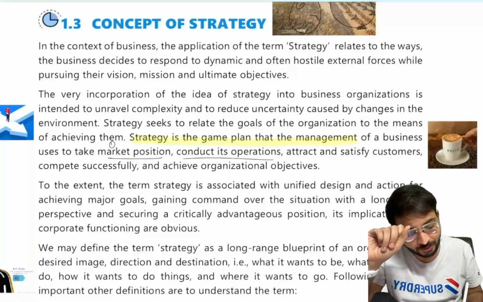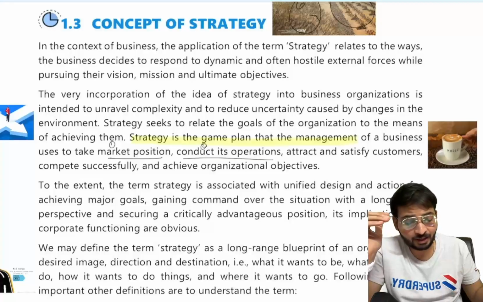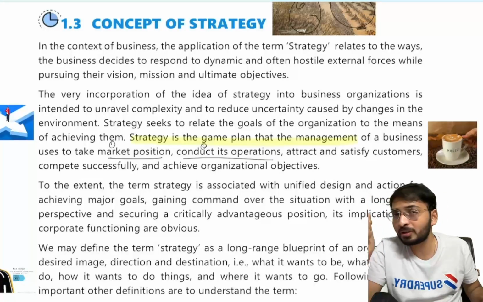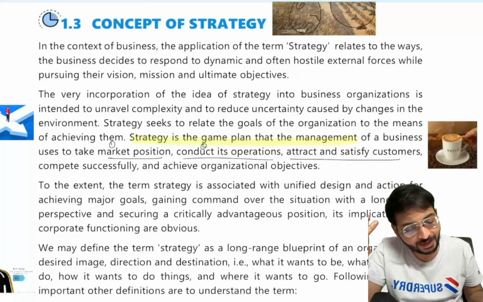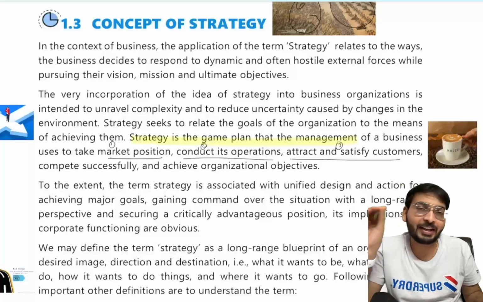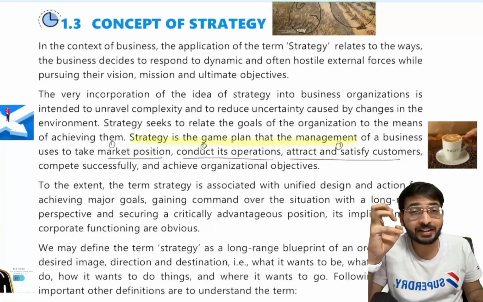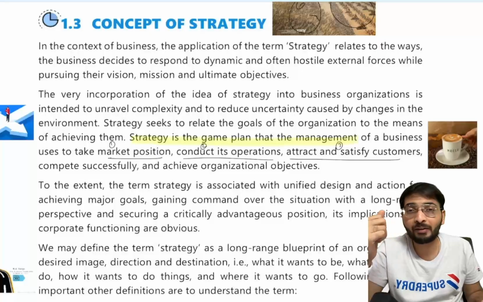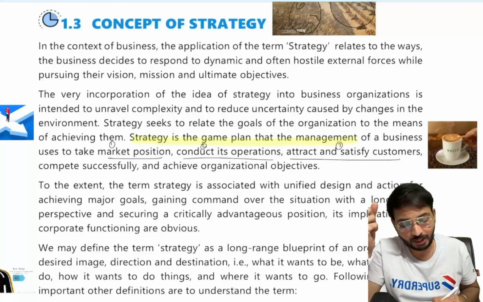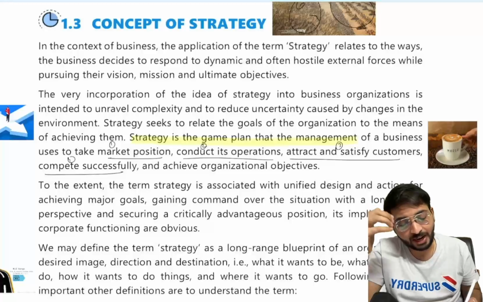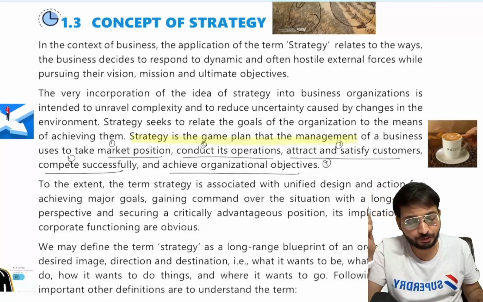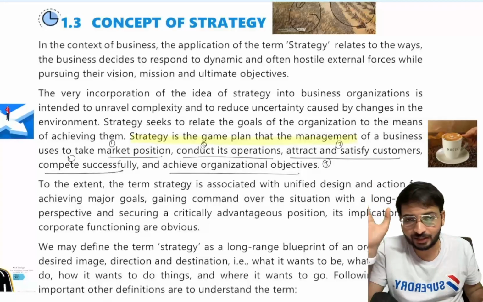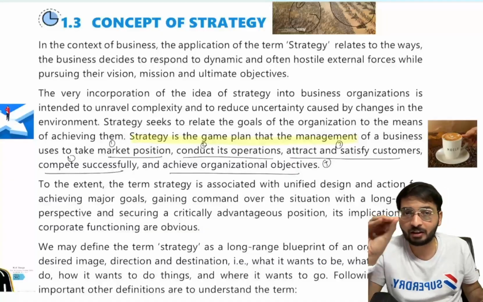Number two, to conduct its operations. Operations conduction is not an easy task because it all involves labor and all the stuff. Number three, to attract and satisfy customers. For any business, the customer is a god. Attracting the customer in this competitive world is very difficult. So what you have to do? You have to draft a proper strategy, compete successfully in the business, and finally, whatever the organizational objectives are, you achieve those particular objectives. Now, strategy is a game plan used by the management for five things. Number one, to take the market position.